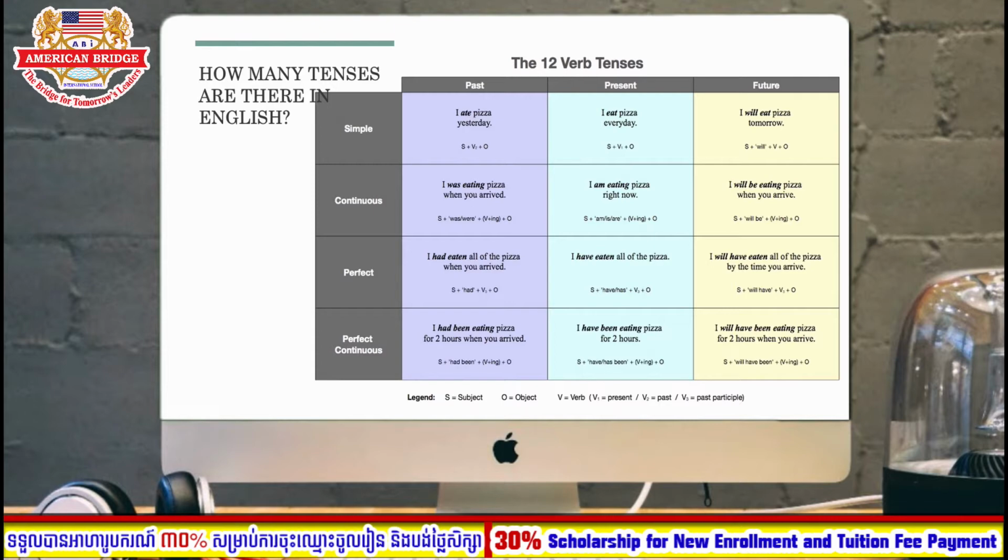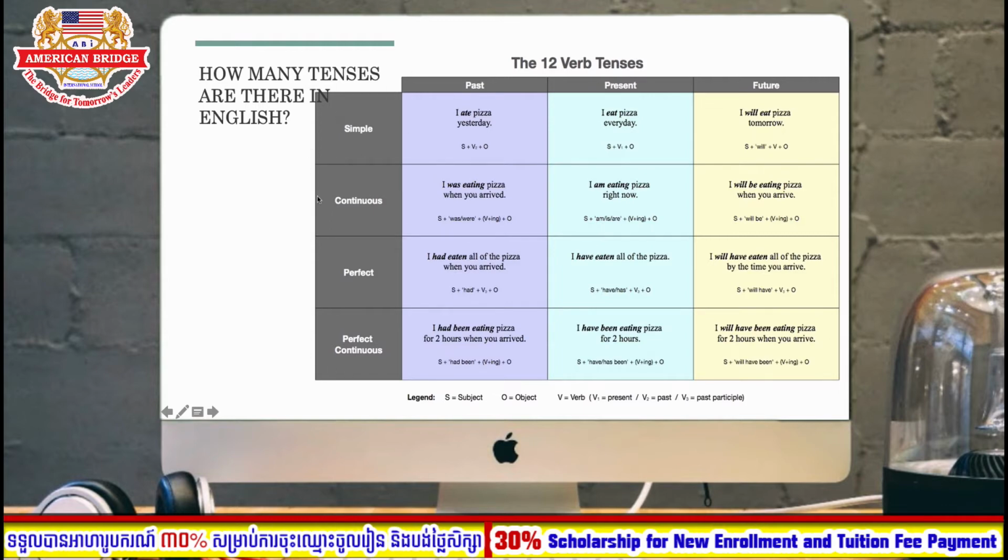But how can you remember? Because there are a lot of tenses. As you look here, there are 12, right? So the best way to remember that is to divide it into two parts. You look at the word tense in two parts. So tense has two parts. The first one, we call it the time. As you can see here, we have the past time, the present time, and the future time. So these are the time. And the other row here, we call it the aspect.